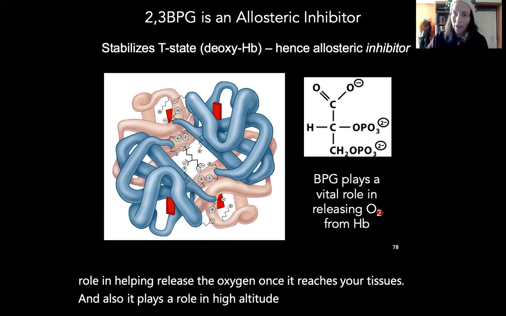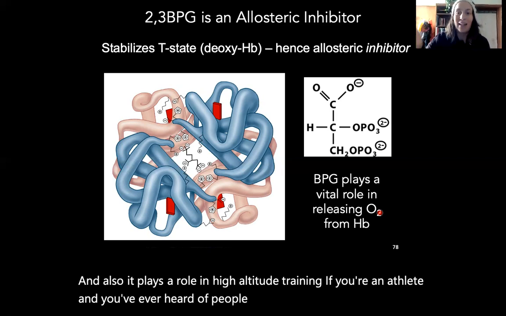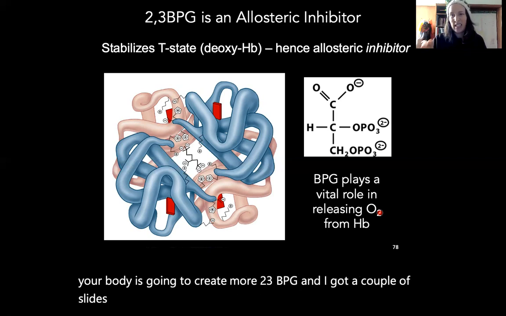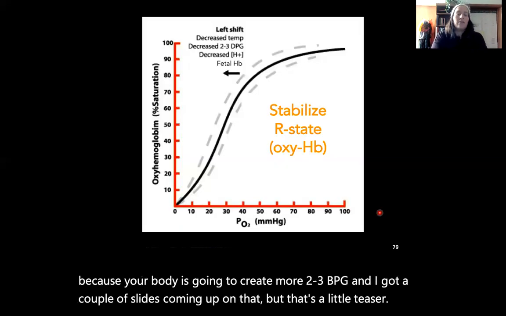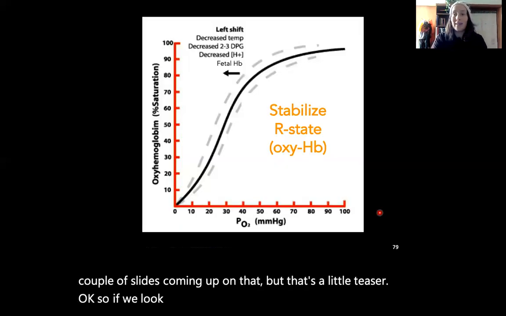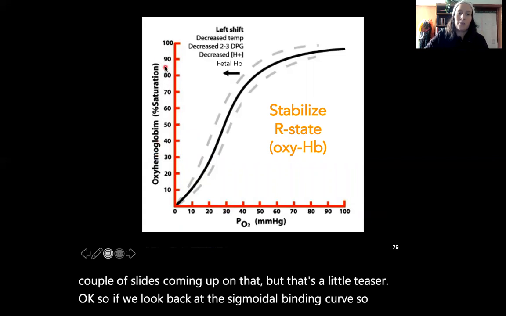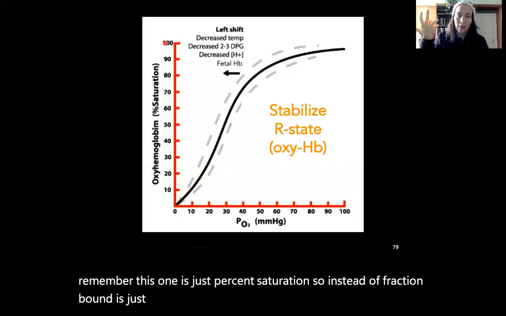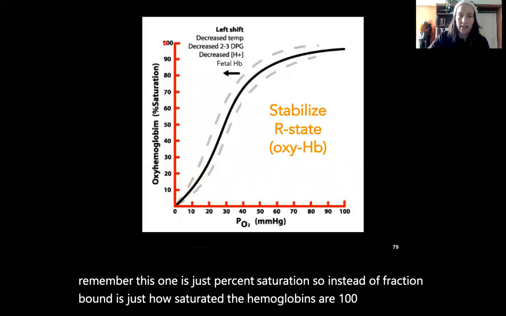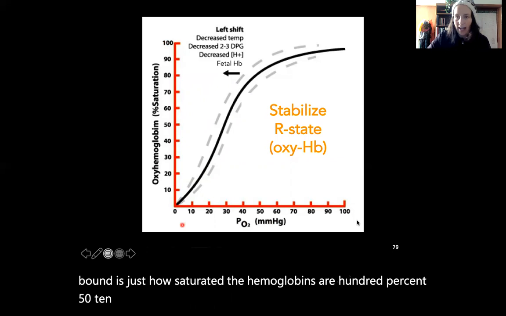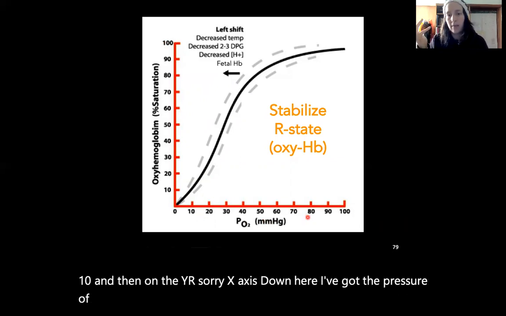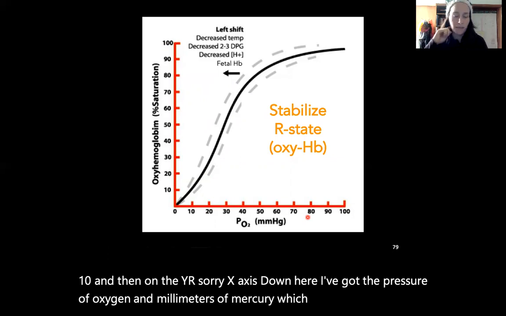If you're an athlete and you've ever heard of people training at high altitudes, it's because your body's going to create more 2,3-BPG. And I got a couple slides coming up on that, but that's a little teaser. Okay, so if we look back at the sigmoidal binding curve, remember, this one is just percent saturation. So instead of fraction bound, it's just how saturated the hemoglobins are, 100%, 50%, 10%. And then on the x-axis down here, I've got the pressure of oxygen in millimeters of mercury, which is the same thing as a torr.